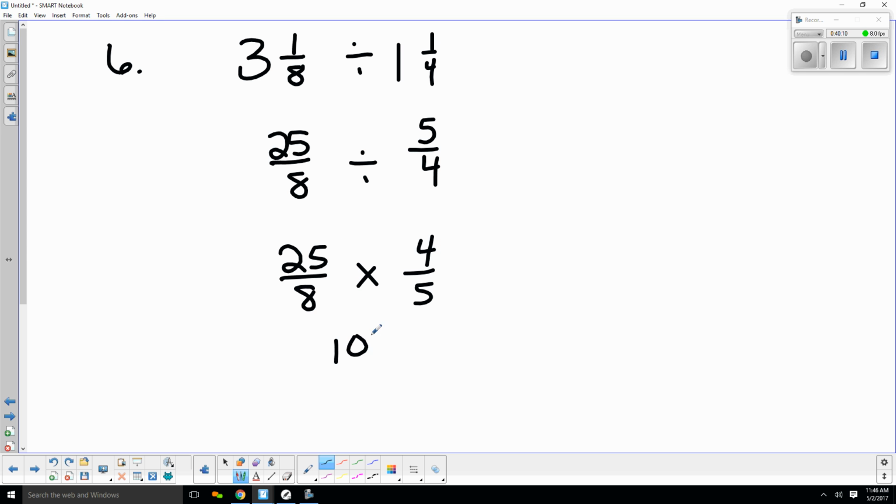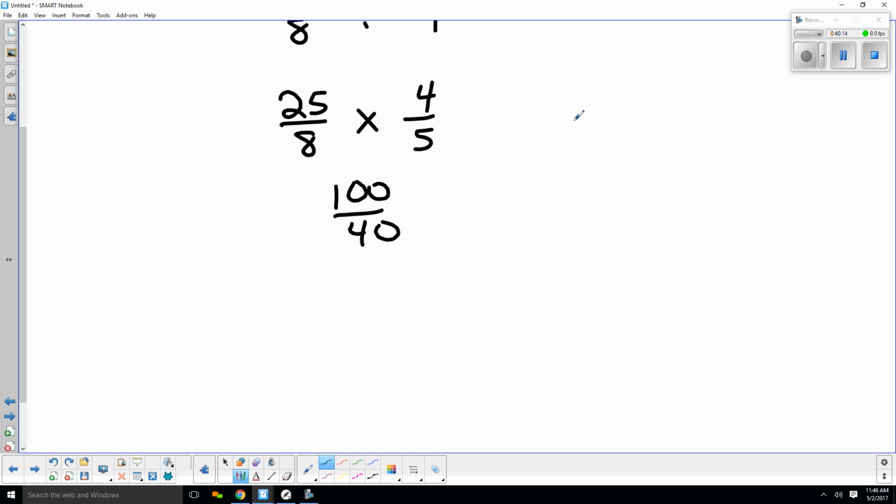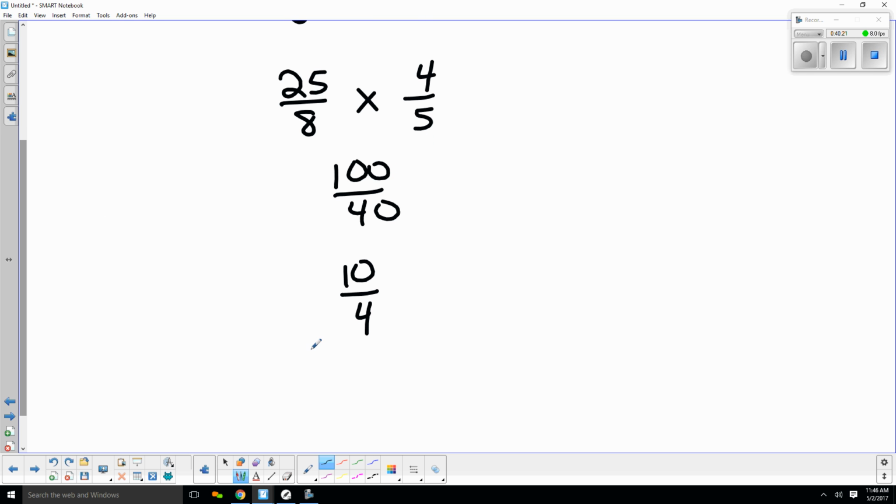Now multiply, I get 100 over 40. I can reduce if I want to. Both of these end in 0, so that actually becomes 10 over 4. So now this is 2 2/4. And when I reduce, I get 2 1/2.